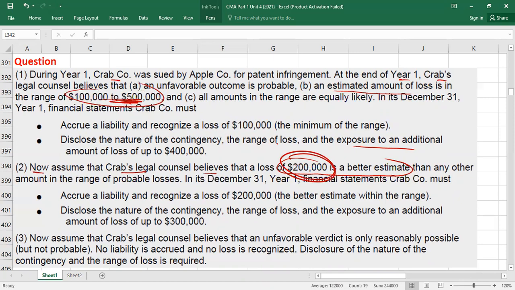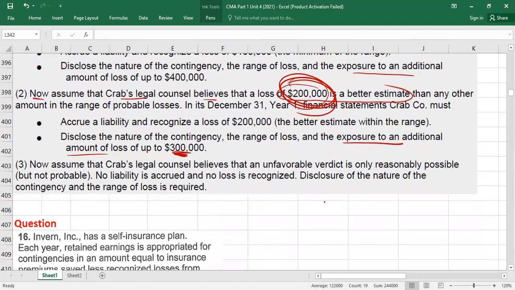And what will be the disclosure now? The difference of maximum, which is 500,000, and liability, which is 200,000. So 300,000 will be disclosed as an exposure to an additional amount of loss. Understood? Clear?